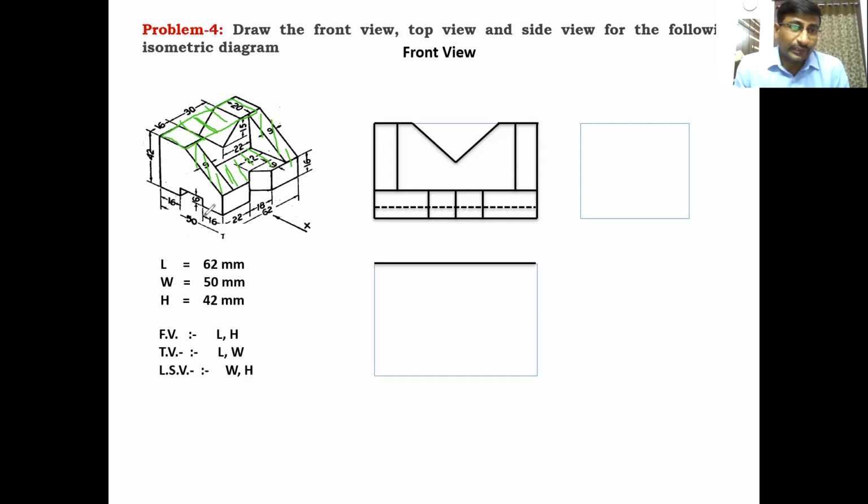So from this corner, 16 mm distance, a dotted line, from this corner, 16 mm distance, a dotted line comes here. Let us start the top view.